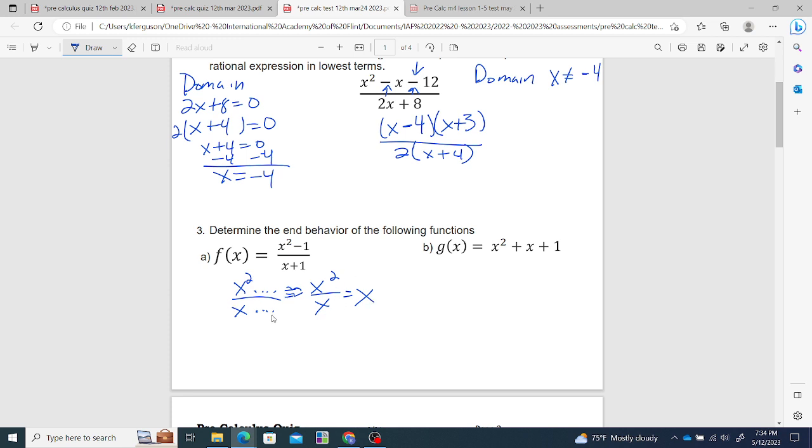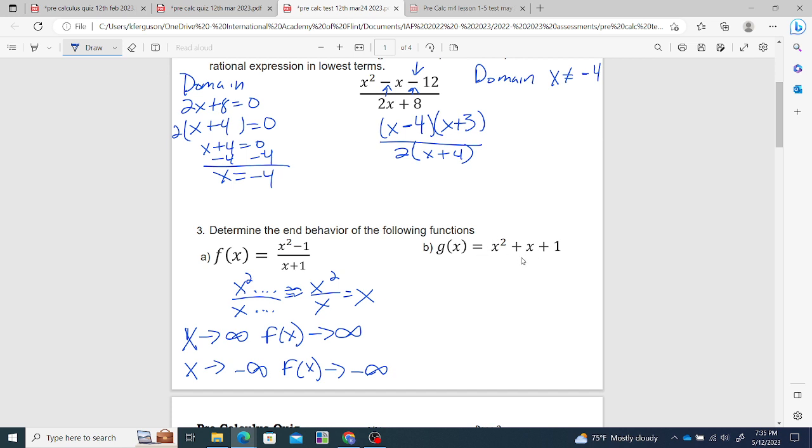So with that, now I think about if x is going to infinity, that means f of x is going to infinity. And then here, if x is going to negative infinity, f of x is going to negative infinity. And that's the end behavior.